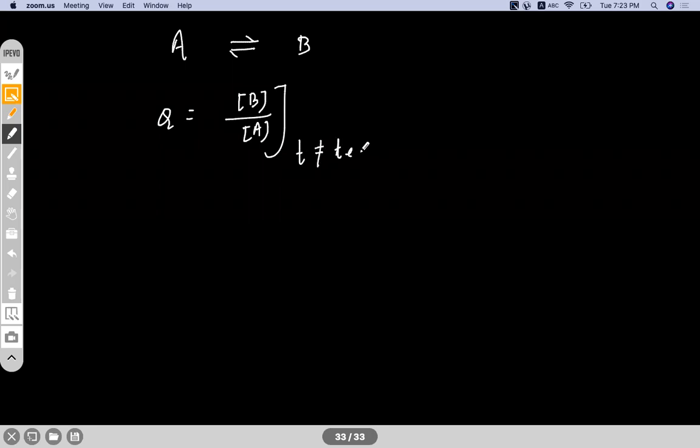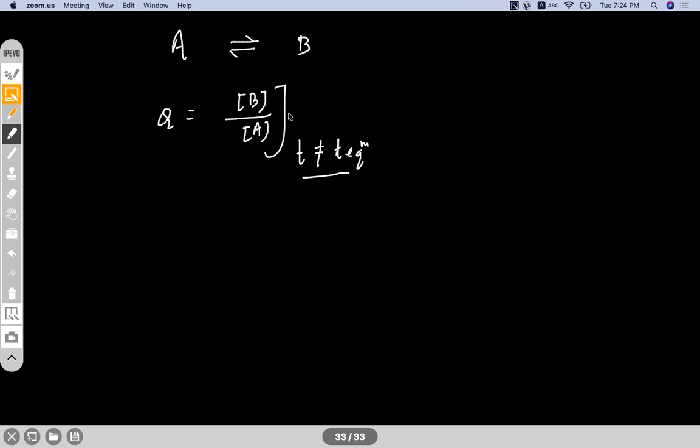This is first of all valid for a reversible reaction. A gives B. So the reaction quotient Q is equal to the concentration of B divided by the concentration of A, at any time T which is not equal to T equilibrium. It means you can take the ratio of product and reactant at any time, but that time should not be equal to the T equilibrium. Right, just keep this in mind. Q is product by reactant, that is it. Concentration of product by concentration of reactant, that is Q, but not the equilibrium concentration. Just one thing you have to keep in mind.